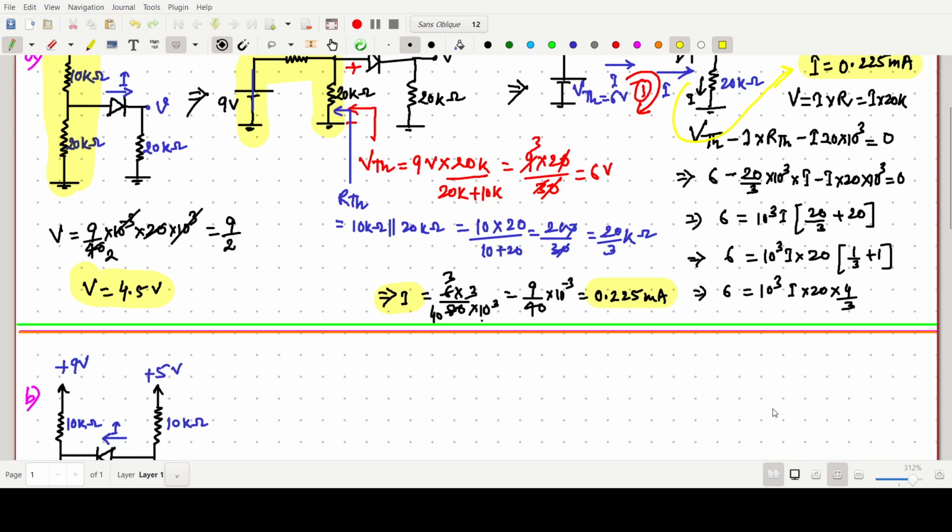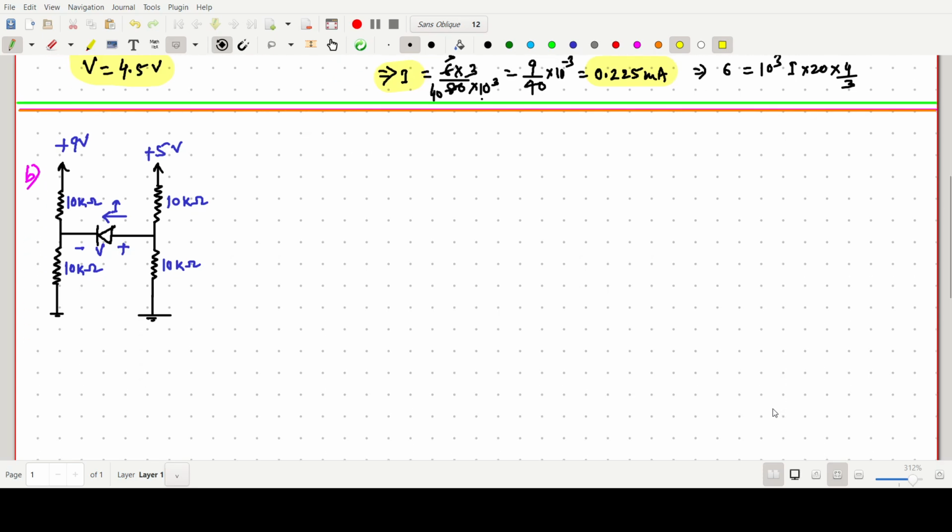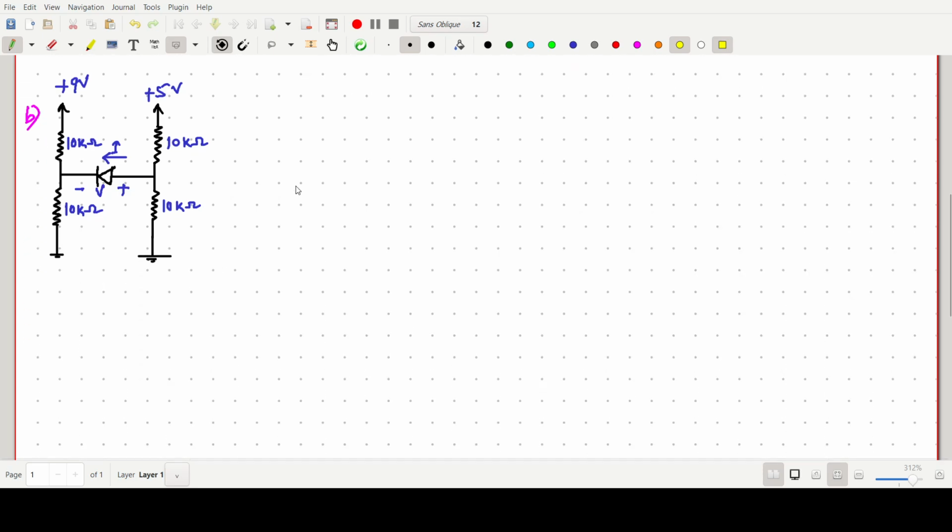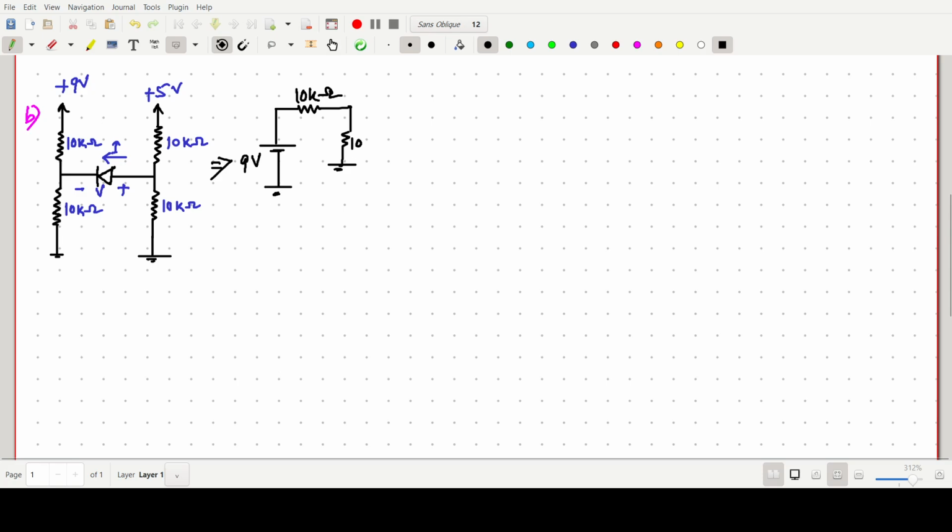Now we have to go for the second one. So second one, this one is the problem. So once again we have to redraw the circuit. Okay, so what we can do, this one is basically our 9 volt. Then this should be our 10 kilo ohm, and this should be also 10 kilo ohm resistance.